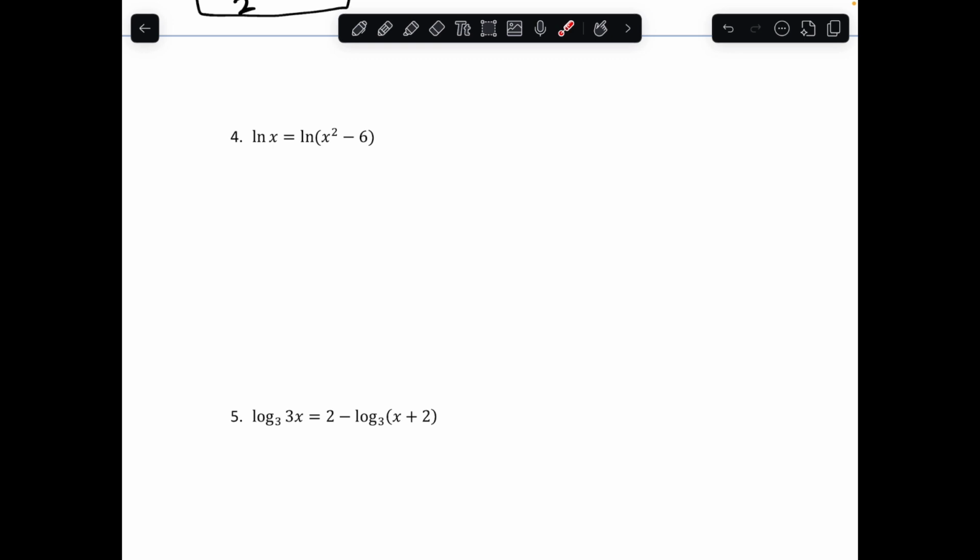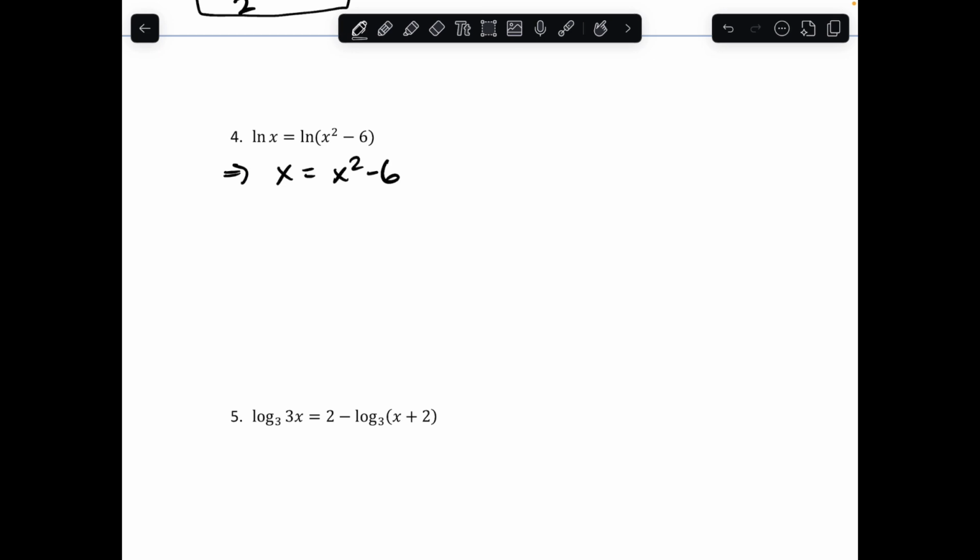Now, this might look a little strange at first, but let's take notice. Both of these are natural log of something. If this is supposed to be equal, well then these two arguments have to actually be the same. And so this really just implies that x is going to be equal to x squared minus 6 in order for the equality to be true.